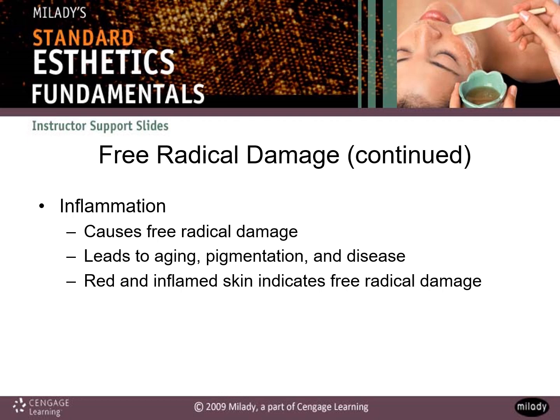So once this snowball effect has started, one key factor that will tell you that there is a free radical issue going on is inflammation. And inflammation leads to premature aging, hyper or hypopigmentation, and even disease. Red and inflamed skin indicates free radical damage.